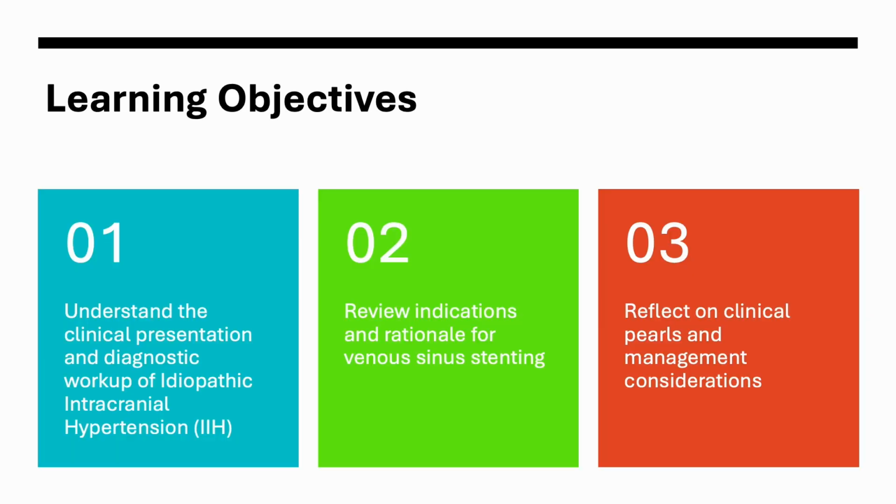Our objectives for today are as follows. First, we will review the patient presentation along with detailed history and symptoms. Next, we'll discuss the diagnostic workup that confirmed the diagnosis of IIH. Then we'll examine the cerebral arteriogram findings, including the identification of stenosis, and discuss how the decision to proceed with stenting was reached. I will also cover the rationale behind venous stenting, the associated risk considerations, and wrap up with key clinical pearls and conclusions drawn from this case. These points will help us understand both the clinical nuances and technical aspects involved.